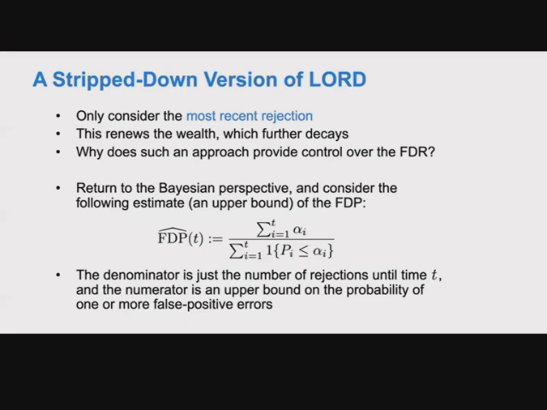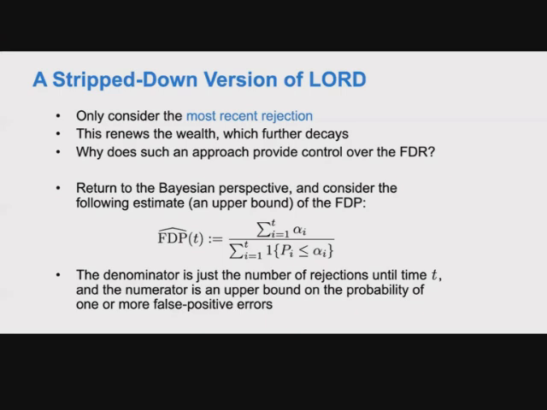All right. Then we multiply by pi naught. And again, I'm ignoring that because I'm going to upper bound it with 1. Okay. And then downstairs, we don't have any approximation at all. This is literally just the total number of discoveries, right? Because it's the indicator function that a p-value was less than alpha i.